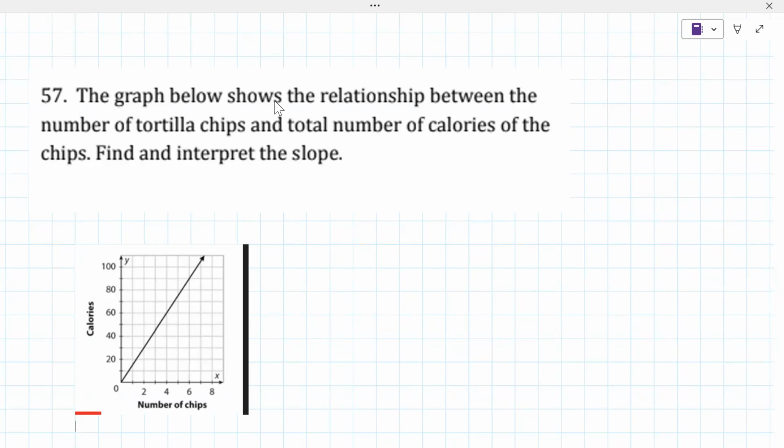Okay. And that looks like it is going up by 30 over 2, so 15 over 1. It's the y over x. 15 over 1 looks okay to me. But you need units. Okay. So then units would be 15 calories per 1 chip. Yep, per chip maybe. Okay, good.